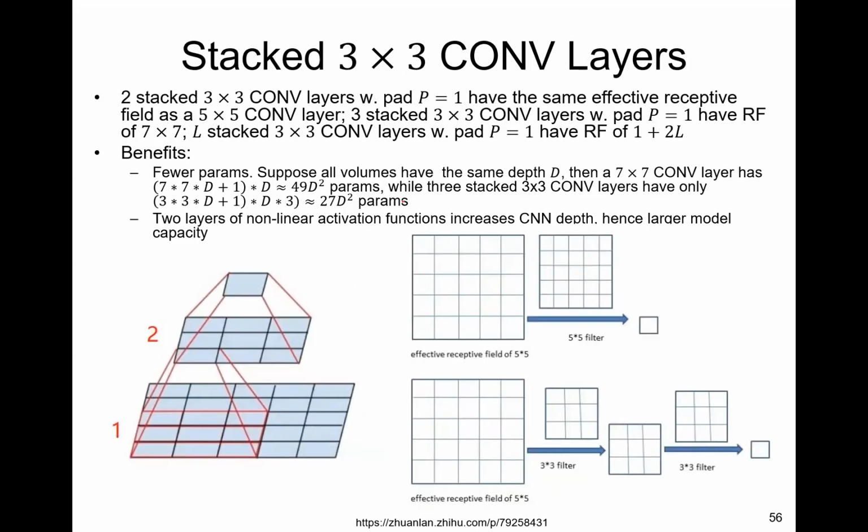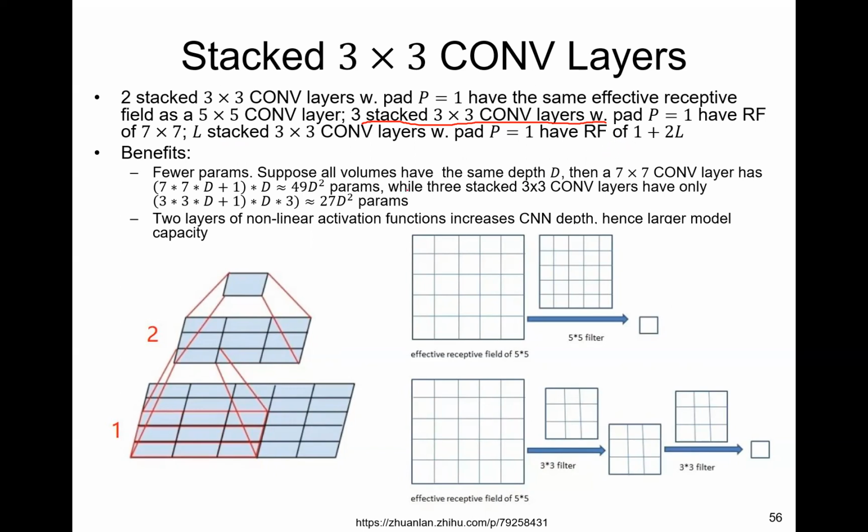VGGNet also has these stacked 3x3 conv layers. The reason is to have the same receptive field as a 5x5 conv layer, but with fewer parameters. Similarly, three stacked 3x3 conv layers with padding 1 have a receptive field of 7x7. L stacked 3x3 conv layers have a receptive field of 1 plus 2L.